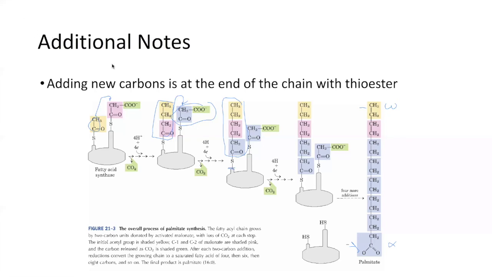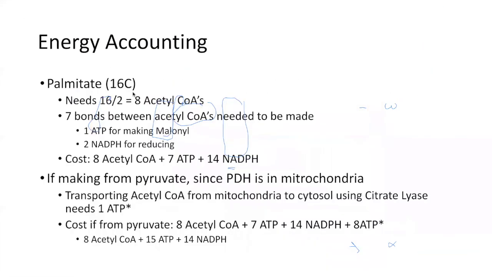To think about the accounting once more, hopefully you remember that there were two NADPH steps and one ATP step. The ATP step was for the carboxylation, whereas the two NADPH steps were for the reduction. To give you a sample problem, if you want to make 16 carbons of palmitate, the first thing to realize is that it needs 8 acetyl-CoAs. If you have 8 acetyl-CoAs, then there are 7 bonds in between them, and that means you need 7 reactions.